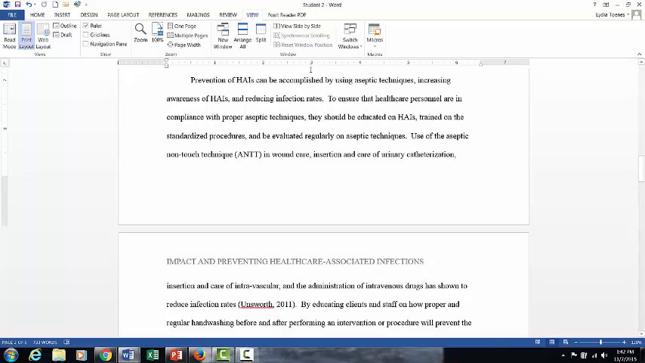So if we were to say something along the lines of using the assignment directions for your topic statement here, your topic sentence, make sure it relates, and I think we could say this by saying prevention of HAIs can be accomplished by educating nurses on how to use aseptic techniques, increase awareness, and reduce infection rates. So now I know we're going to talk about education, which is what the rest of this paragraph says.